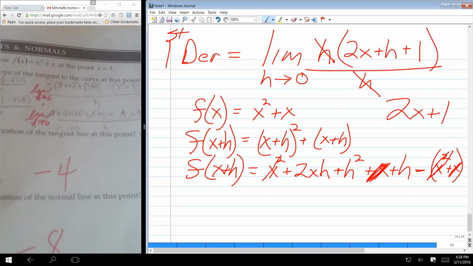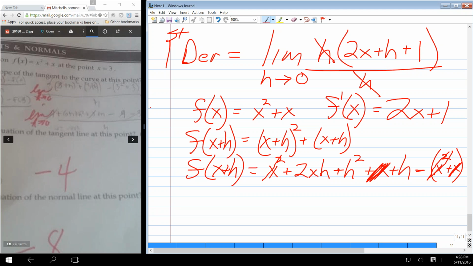Now, what is the slope of the tangent line at point 3? It's 7. Correct. See how much easier it is if we have a derivative that is a function of x. Now I can figure out any point you want to give me, not just at point 3, but at any point. I can give you the slope at any point.